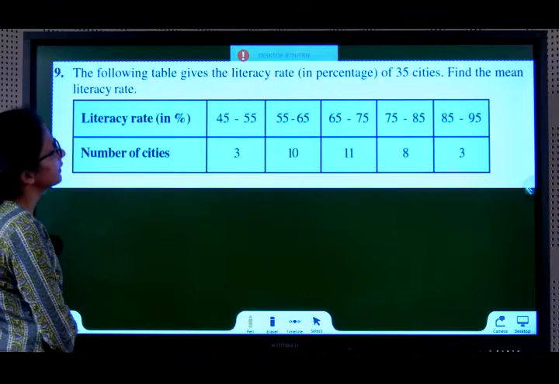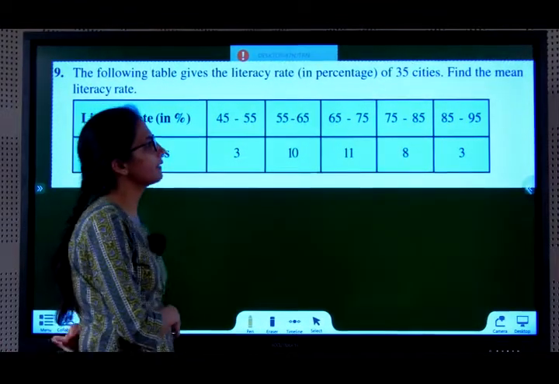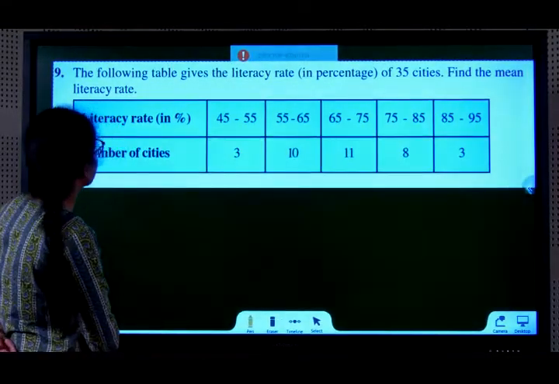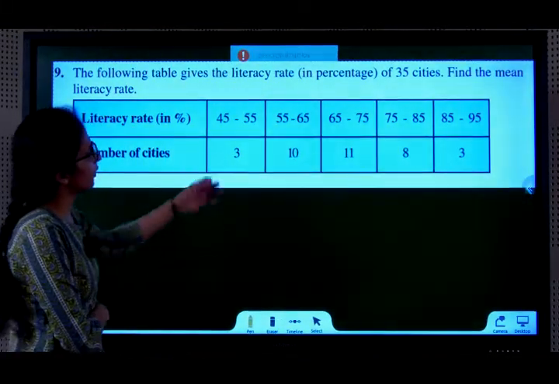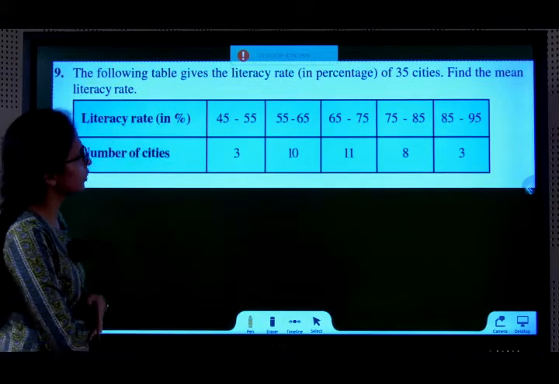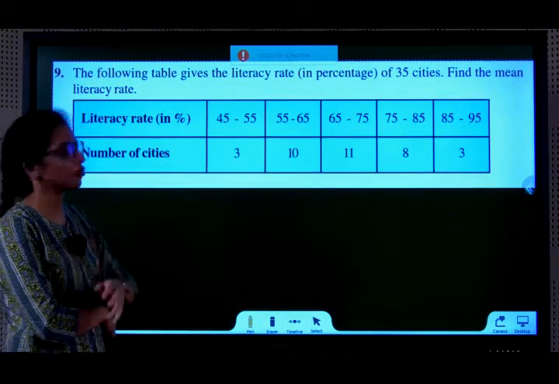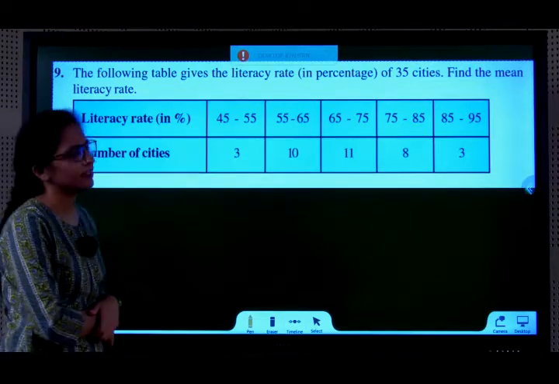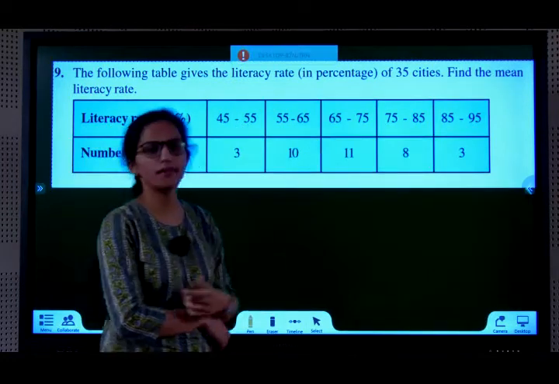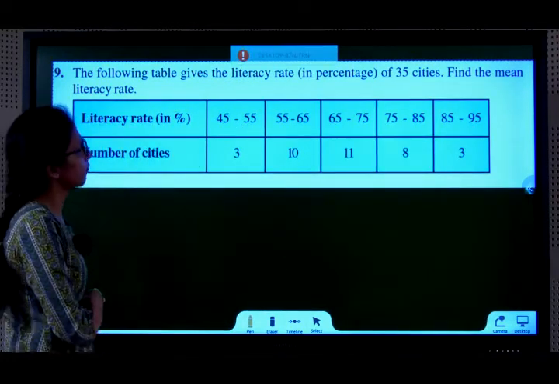Question 9. The following table gives the literacy rate in percentage of 35 cities. What is that 35? Summation f. Find the mean literacy rate. Again, these values are more than 50 and again frequencies are double digit. Better to use assumed mean or standard deviation. So again, if you have to choose, please choose standard deviation. We choose standard deviation over here. You can see the class size is also regular, 10, 10, 10, 10, 10. So standard deviation is a good option.